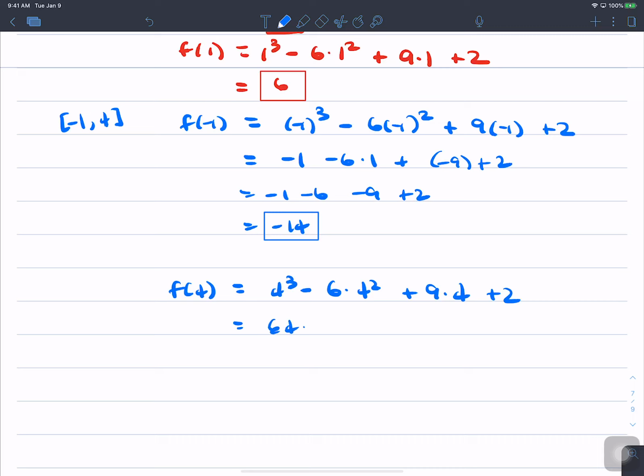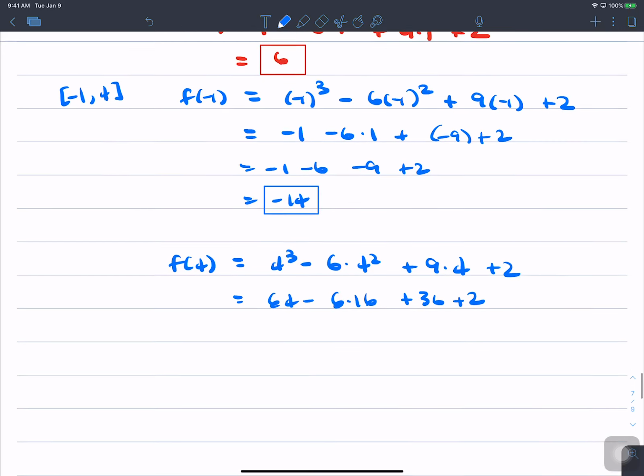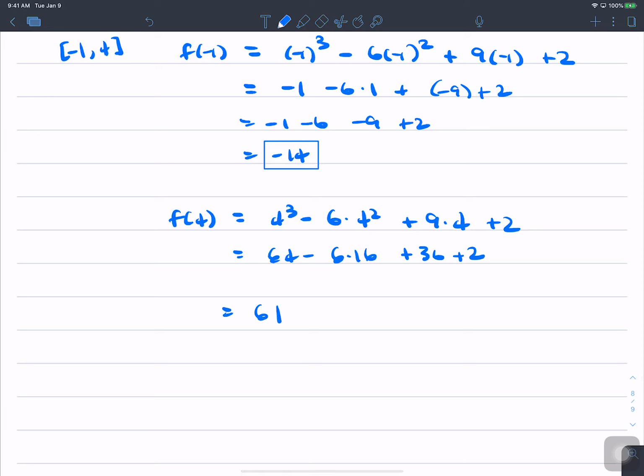Okay, and then this is 64 minus 6 times 16. 9 times 4, 9 times 2 is 18. That's 36 plus 2. And then 64 minus 96 plus 36 plus 2. So here's what you end up with. 64 minus 96 plus 36 plus your 2, and you get 6.